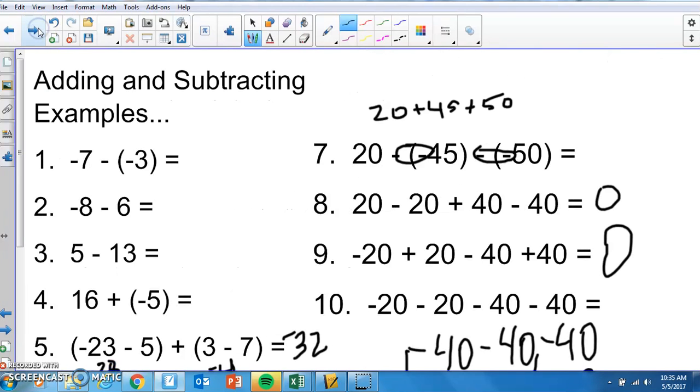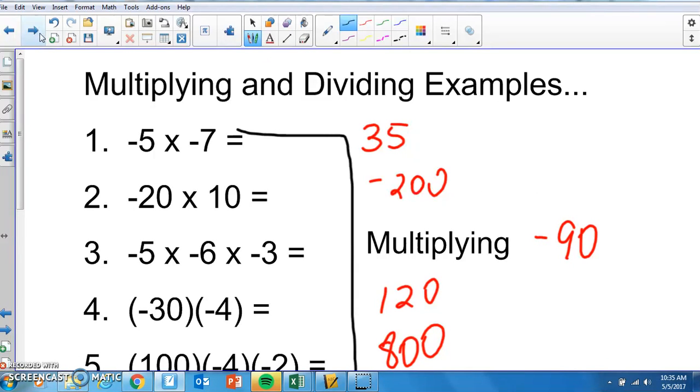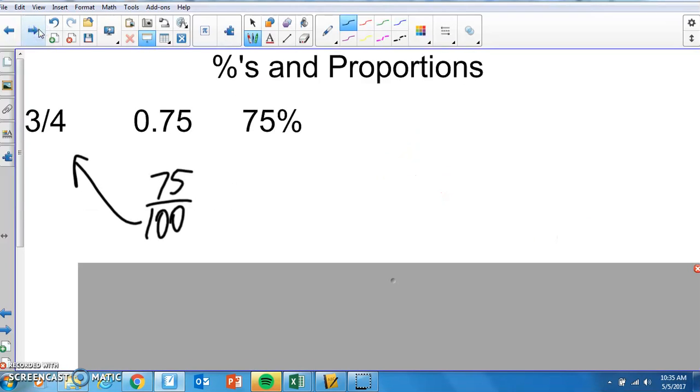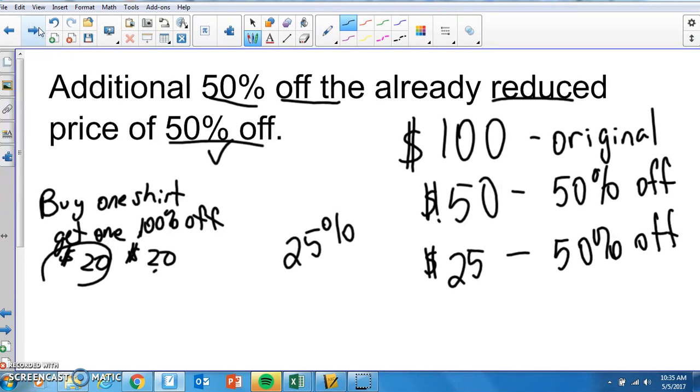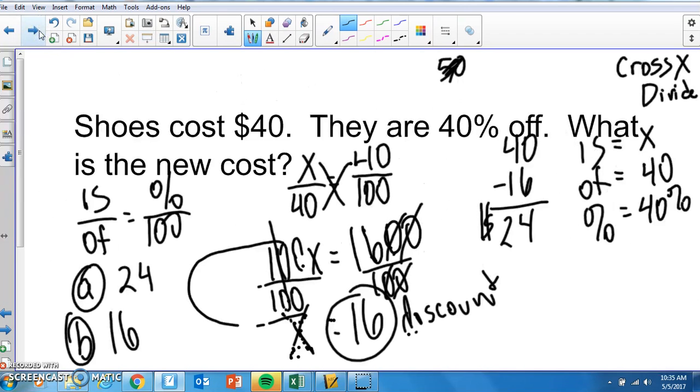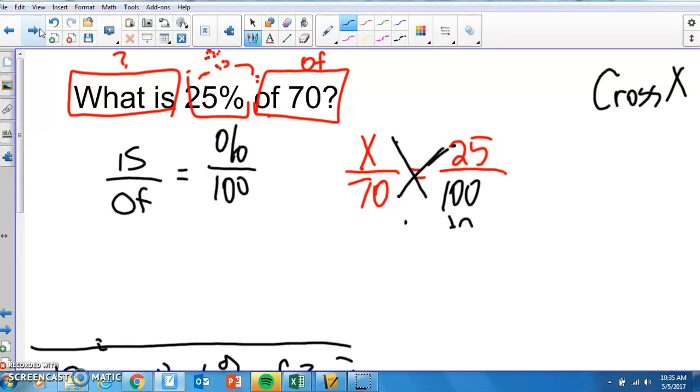And then from there, I gave you 10 problems adding and subtracting, and then I gave you 10 problems with multiplying and dividing. Okay? From there, we went to percents and proportions. So that's going to be the third major thing. Gave you some examples. Talked about is over of, percent over 100. So that leads us up to where we're going to start today.